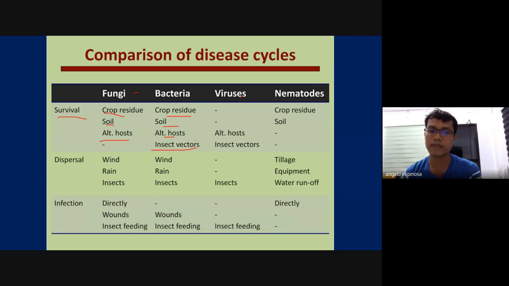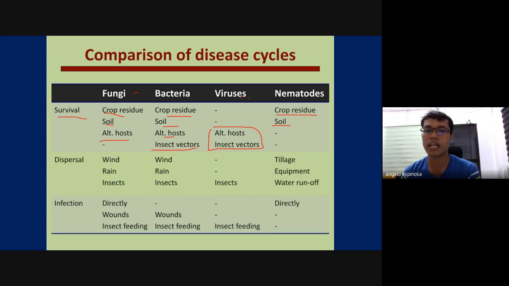Always remember that virus cannot survive without alternative host or primary hosts. And then insect vectors. And then sa nematodes naman, through crop residue and soil. Again, nematodes do not need a host and hindi din siya kailangan ng insect vectors. This is because nematode, as far as we know, is under the kingdom Animalia.